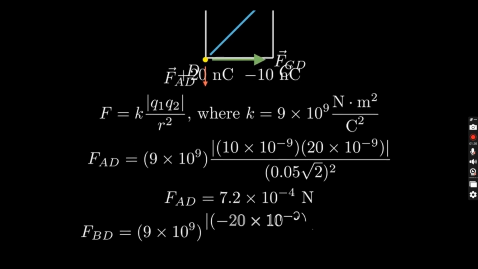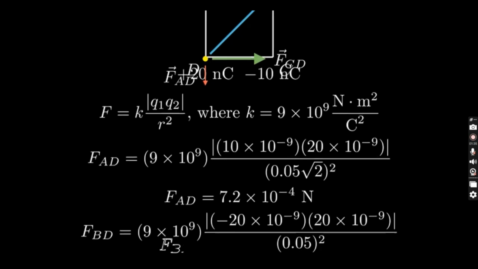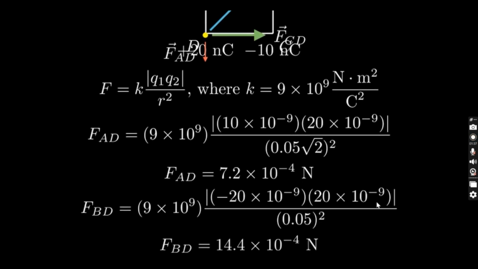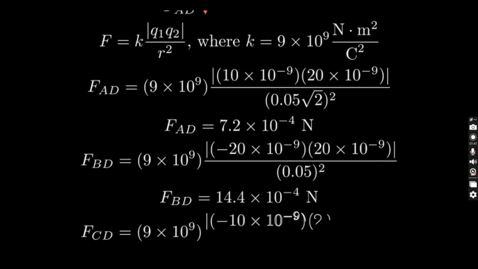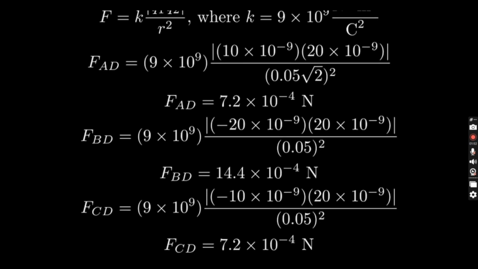Similarly, for the force between B and D, we have charges of negative 20 and positive 20 nanocoulombs at a distance of 0.05 meters. This gives us 14.4 times 10 to the negative 4th newtons. And finally, for the force between C and D, we have charges of negative 10 and positive 20 nanocoulombs, also at a distance of 0.05 meters. This gives us 7.2 times 10 to the negative 4th newtons.